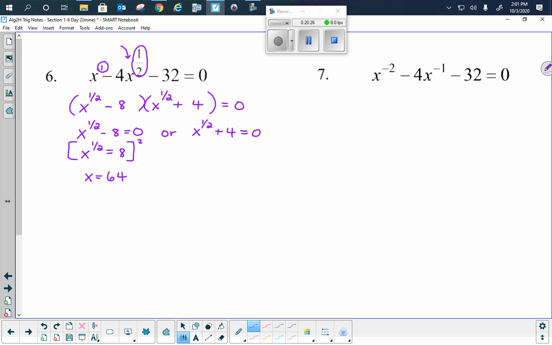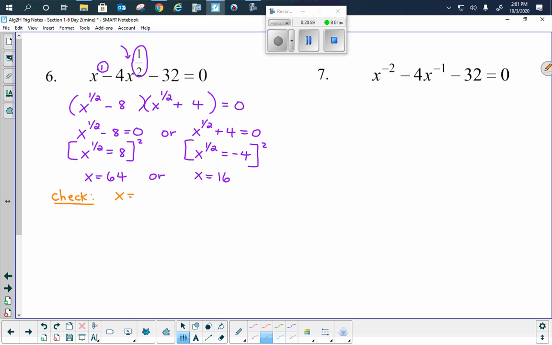Remember, I raised it to a second power, so I must check that answer. Okay, so we'll do our check step in a few moments. Let's do this side over here. So x to the 1/2 would have to equal -4. Raise both sides to the second power, and we'll get x equals 16. All right, so 64 or 16, and definitely we need to be showing that check step.